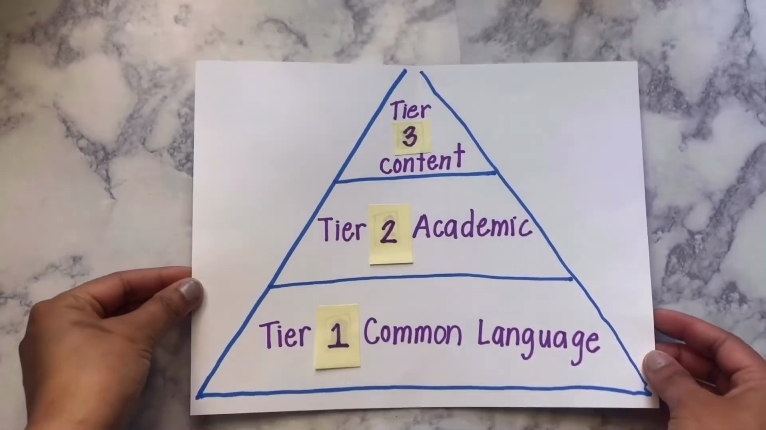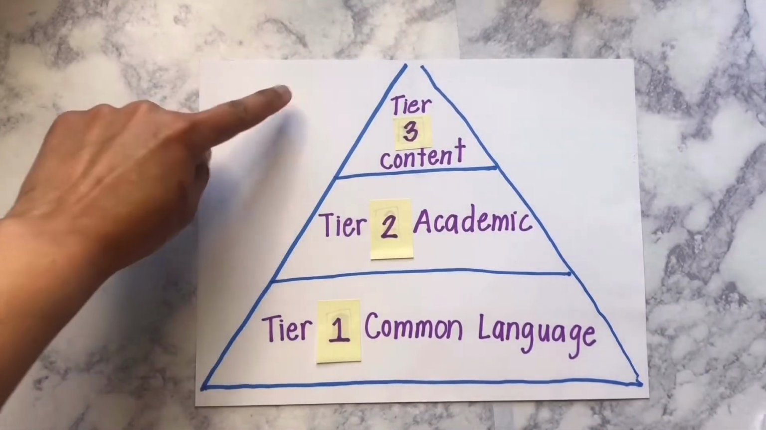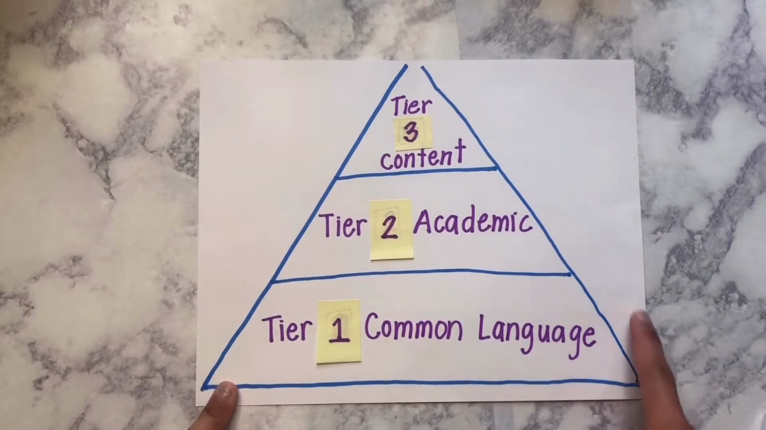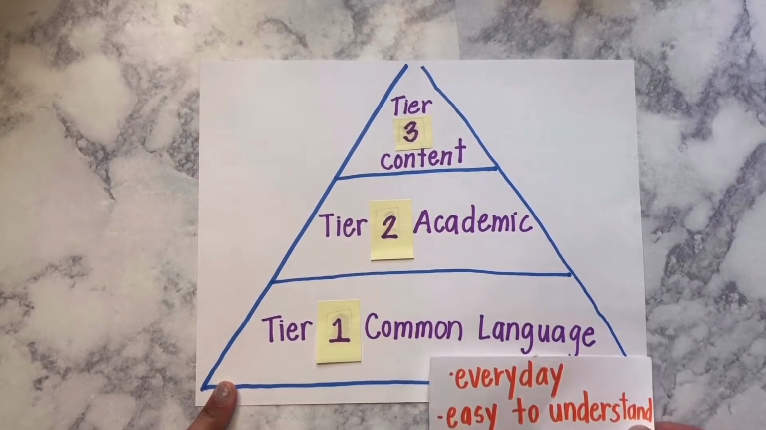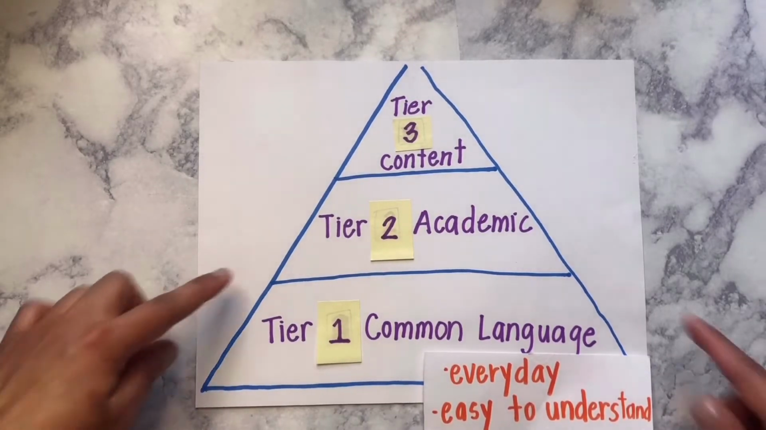This triangle helps us categorize vocabulary words into 3 tiers. The bottom tier is the largest and is words that are commonly used in our language. They are easy to understand. We use them every day. We use them in our writing. No one needs to define them for us.